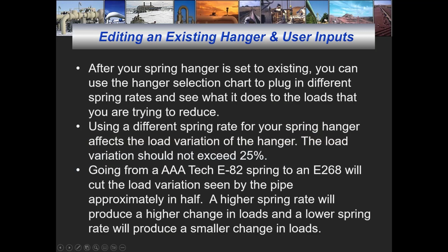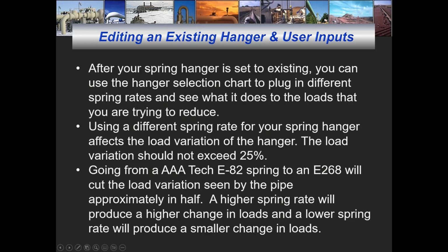Editing an existing hanger and user inputs. After your spring hanger is set to existing, you can use the hanger selection chart to plug in different spring rates and see what it does to the loads that you're trying to reduce. For instance, maybe you're trying to reduce the loads on a nozzle that goes into equipment, and the allowable for that nozzle loading is very low. You can use a different spring rate for your spring hanger.